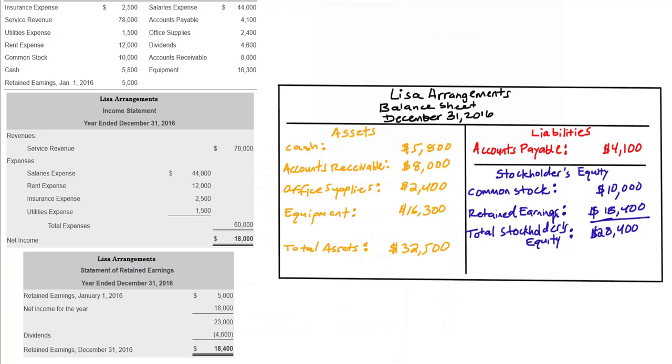Okay, and let's create a final line that totals liabilities and stockholders equity, just to kind of recreate our accounting equation in a report form. So total liabilities and stockholders equity is $28,400 plus $4,100, $32,500, which is what we expected it to be, because these two need to be equal for this to make any sense.